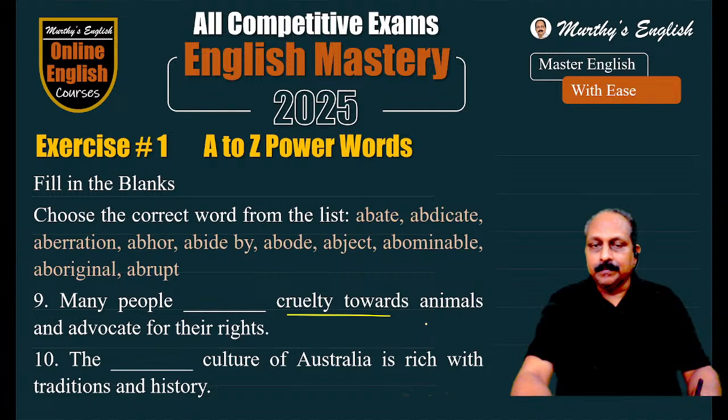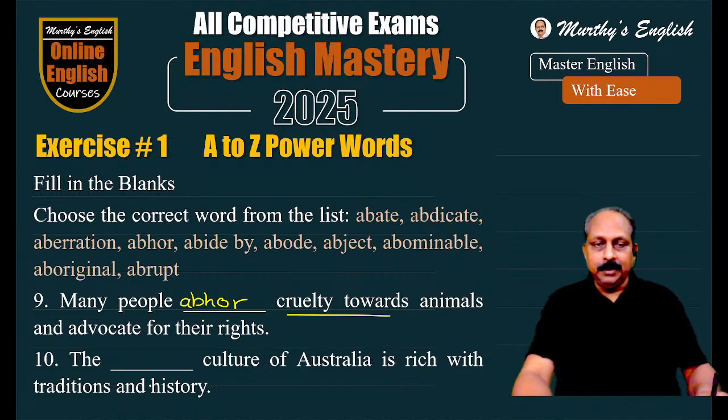Vishnu got the eighth one right, Chandu Naik also. You should respond for the ninth one. Many people what? No one has responded. I will give the answer. Many people abhor cruelty towards animals and advocate for their rights. Abhor means what? To hate. Exactly. Right word is abhor.